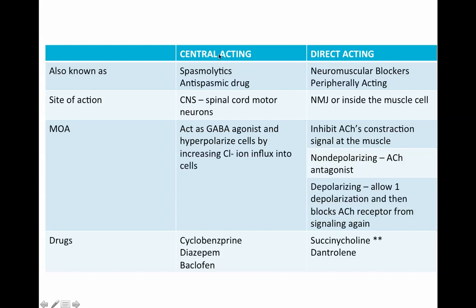So if we move on and do a side-by-side comparison, the direct acting and central acting drugs have multiple names, just like a lot of other drug classes that we look at. So the central acting are spasmolytics or antispasmodic drugs. And their site of action is in the central nervous system, so generally right at the spinal cord. These drugs, depending on their metabolism, might also affect the brain as well. So their mechanism of action is that they are GABA agonists.